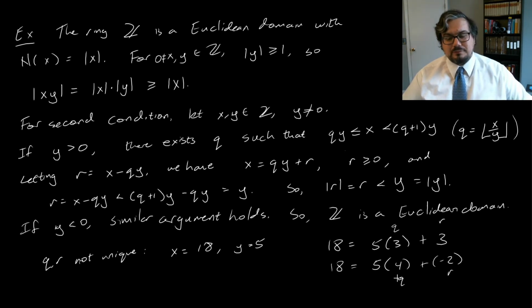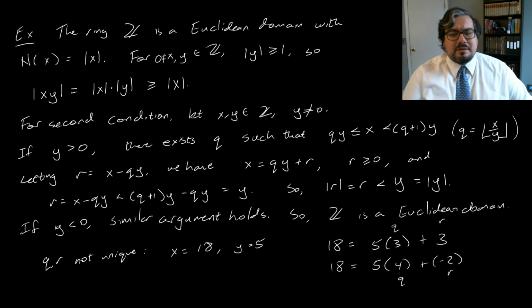So in a Euclidean domain, we do not necessarily have uniqueness of the elements q and r, but we do have that such a q and r exist. It turns out that the uniqueness of such q and r is not really a very important part of the division algorithm from the point of view of studying the ring structure of such domains.